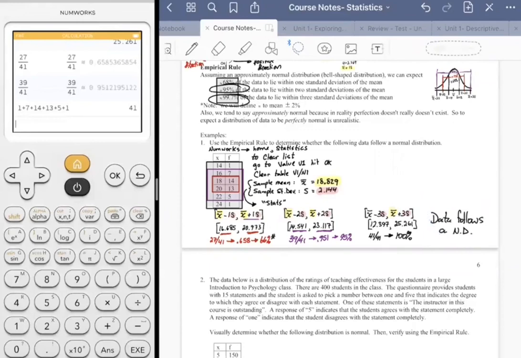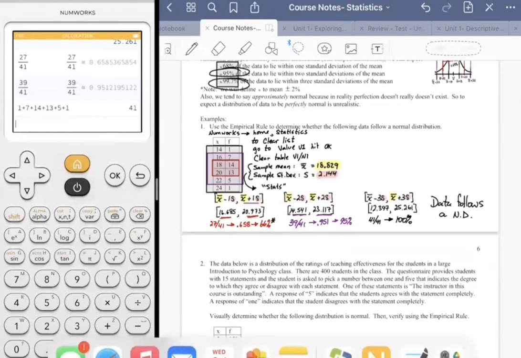Thank you. No problem. All right. So just very quickly, let me bring up Desmos here.